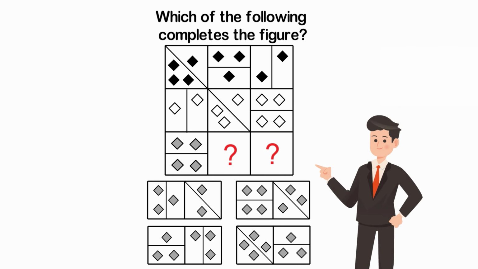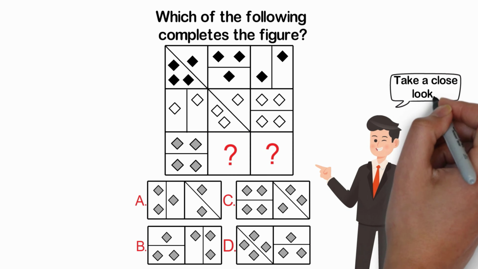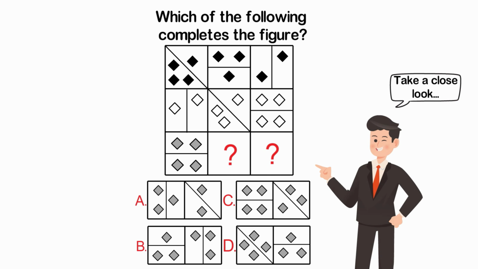You're presented with a 3x3 matrix. 2 of the shapes in the matrix are missing. They are located in the bottom row. And you have 4 possible choices for the answers. Choices A, B, C, and D. Take a close look. The solution is not obvious, but it is very simple.